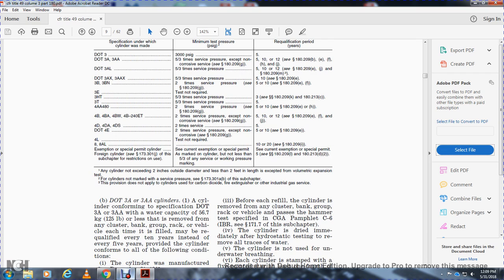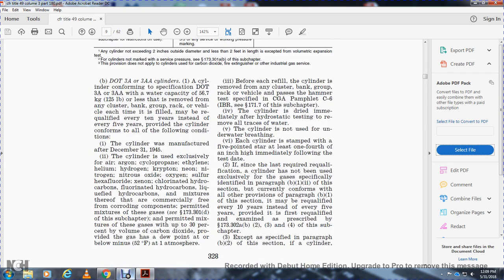DOT 3A and 3AA cylinders must conform with the specification of DOT 3A and 3AA, with a water capacity of 56 kilograms or 125 pounds or less, and not removed from any cluster, bank, group or rack of the vehicle each time in the field. But it may be requalified every 10 years instead of every 5 years, provided the cylinder conforms to all of the following conditions. The cylinder was manufactured after December 31, 1945.